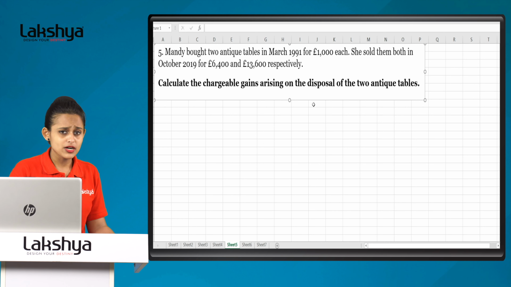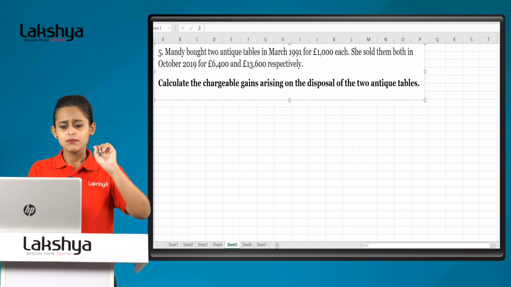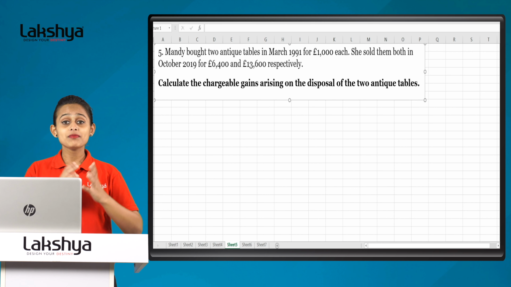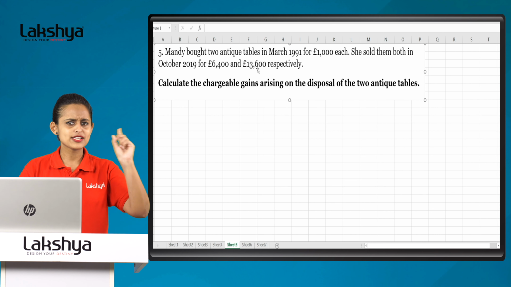So here it's an antique table, so it's a non-wasting chattel. If it's a non-wasting chattel, we have to see if it's case 1, case 2 or case 3. Basically, she sold 2 tables here. Both of them had a cost of 1,000 and both of them had a sales price of greater than 6,000, as you can see here. So it says case 1, case 2 or case 3.